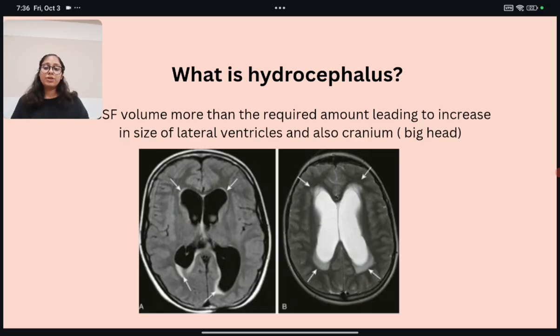CSF volume in an adult is 150 ml, while in an infant, it is 50 ml. If the volume of CSF increases beyond 150 ml, or 50 ml in the case of an infant, it can lead to the formation of hydrocephalus. Now, you can see in the MRI images also, the lateral ventricles are dilated.